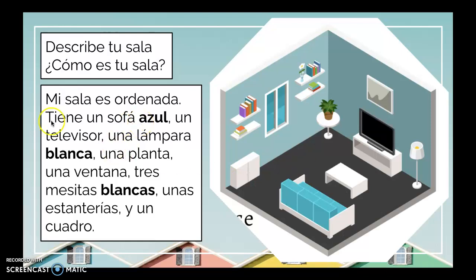So, now something you could do if you want to do a little bit higher proficiency level is start to add more details. So, tiene un sofá azul, or una lámpara blanca, or tres mesitas blancas. You can add the color. Remember, the color goes after the word. In English, we'd say a blue sofa. In Spanish, a sofa blue. Okay? Or tables, whites. We can even make the color plural.